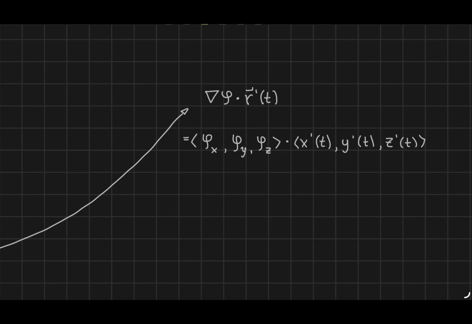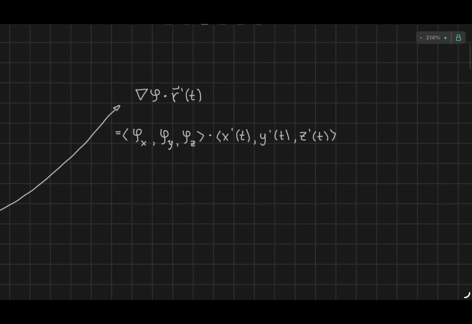If we expand this further, we know that del phi is the gradient of phi, so that's going to be the partial of phi with respect to x, the partial of phi with respect to y, the partial of phi with respect to z, and that's going to be dotted with this r prime of t. What is that comprised of? Well, it's comprised of some x of t, y of t, z of t components, and each of those had derivatives taken from them.